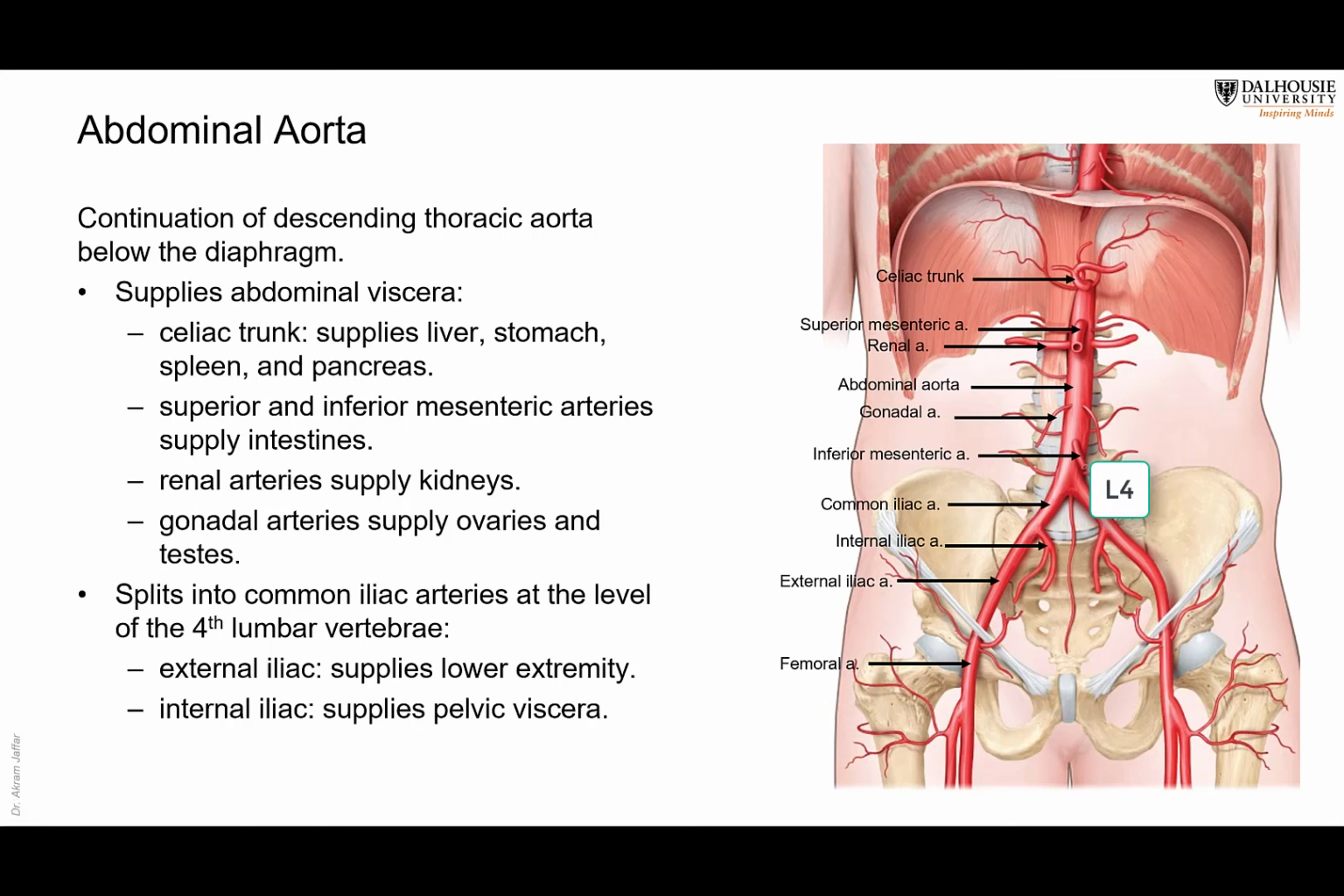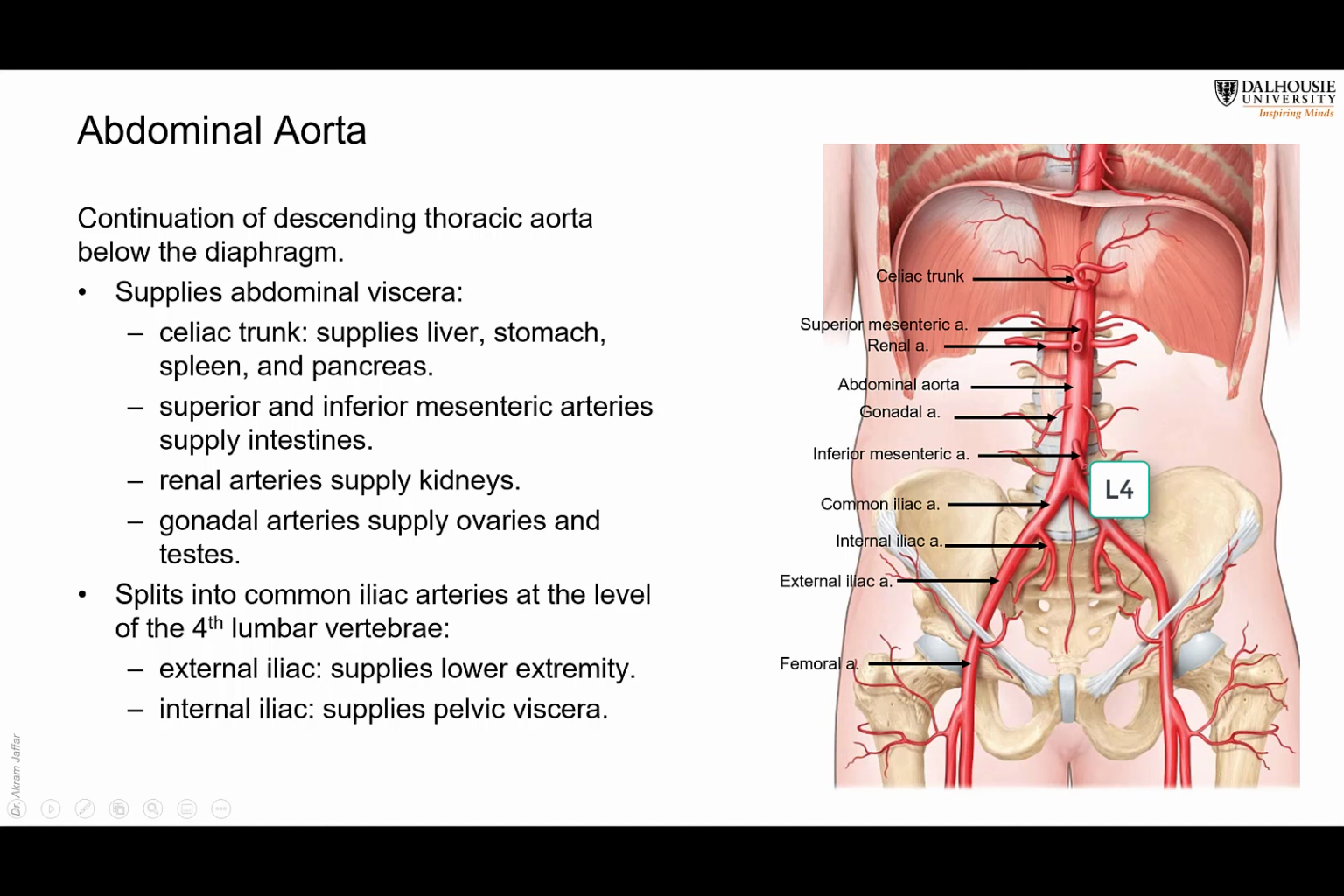The aorta passes below the diaphragm into the abdomen, where it becomes the abdominal aorta. So in the thorax, it is the thoracic aorta, and then becomes the abdominal until the level of L4, where it divides into two terminal branches called the common iliac arteries.